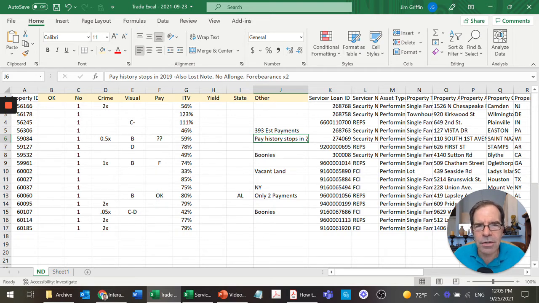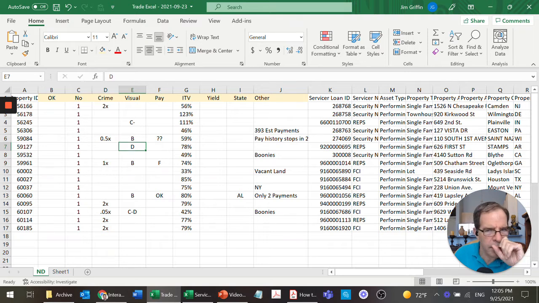Wrong classification, there, cowboy. And also there's a lost note affidavit in there. There's no allonge. It's had forbearance 2 times. Come on, man. So I don't want that note.